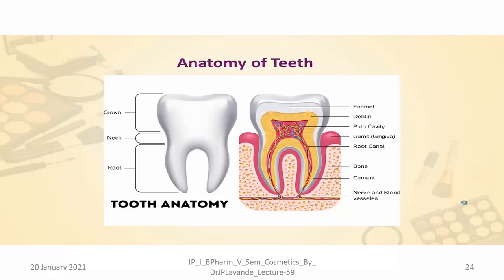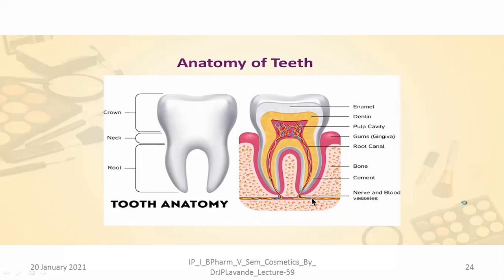So basically, there are different parts of the tooth. You can see there is a strong portion which is called the crown, and this is covered by the enamel. Then there is a neck, and there is a root, which is fitted into the bone cavity. This cavity holds the tooth with the help of ligaments. There is enamel, dentin, and pulp. The pulp is innervated by blood vessels. There is a root canal. There are gums. This is the bone, and this is the cement that holds the teeth in the cavity.